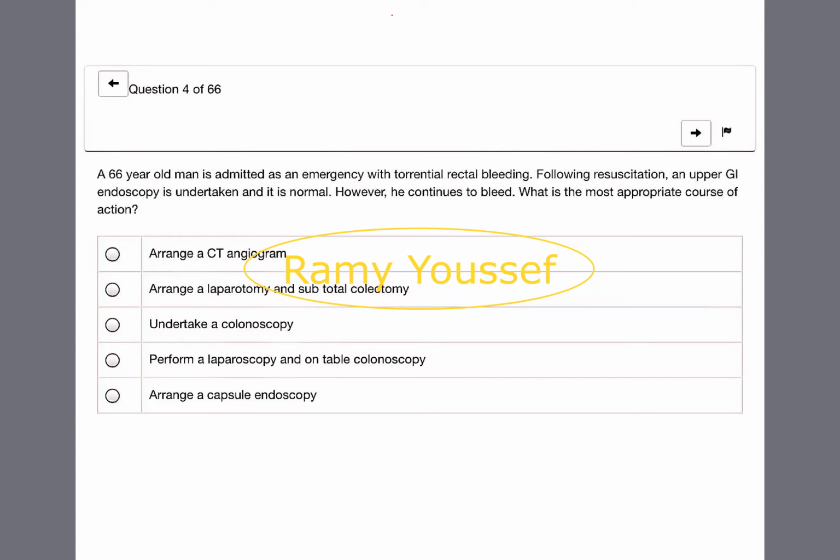I'm going to go with colonoscopy. I'm going with C, undertake a colonoscopy. With bleeding, you are just applying what you do in upper GI to the lower GI, but it is not logical. In upper GI bleeding, the blood will go down, so you can go with the endoscope and see the source of bleeding, because with gravity it will go down. But in the case of rectal bleeding, as you go with the colonoscopy, the camera will be covered with blood, so you will see nothing, and it is illogical to go.